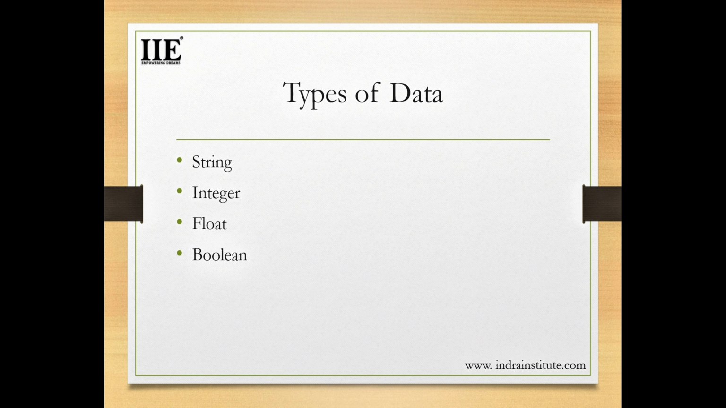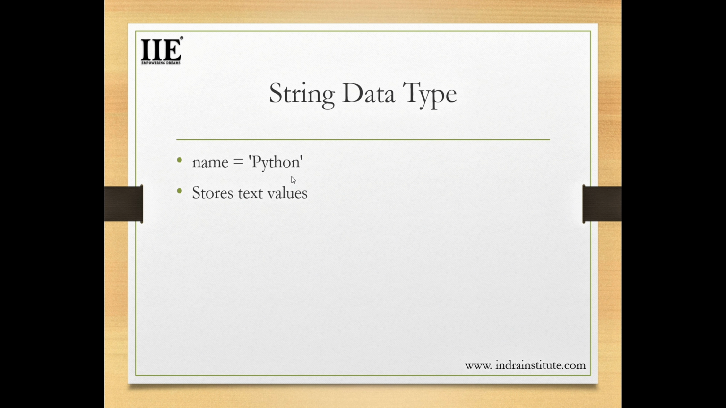Types of data: string, integer, float, boolean. Python supports different types of data. The data types tell Python what kind of value is stored inside the variable. Let's understand each one. String data type. A string is used to store text. Example, name equal to Python. Strings are always enclosed inside single quotes or double quotes. Whenever we want to store names, addresses, messages, or any text, we use the string data type.